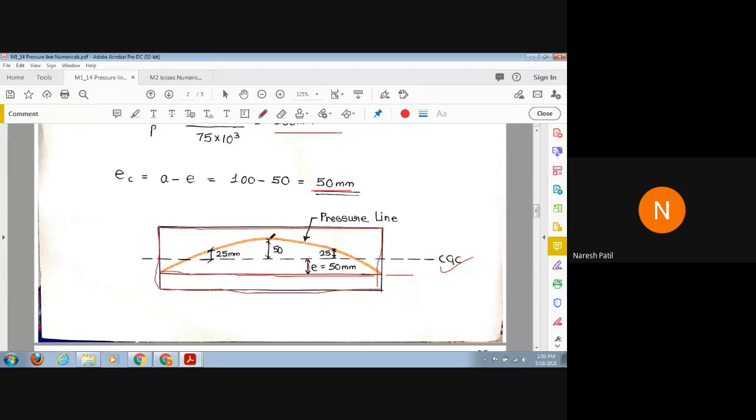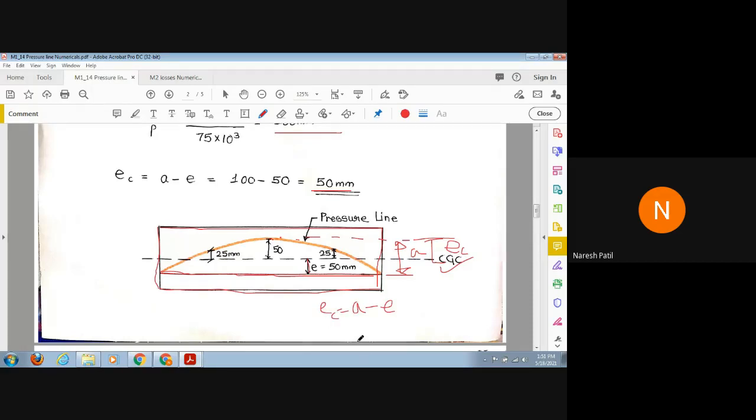Now, as I told you, from here to the pressure line, for example, if I consider this as A for midspan, then what is EC? This is EC for midspan. So what is EC? A minus E. That will be EC, equal to A minus E.